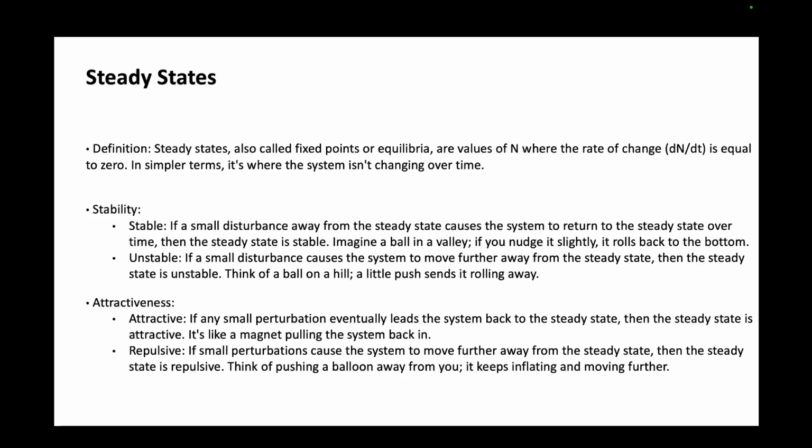So we define two kinds of steady states. One is stable and the other is unstable. Stable steady states are those where, if a small disturbance away from the steady state causes the system to return to the steady state over time, then the steady state is stable. I'll come to this example in the next slide, so I'm not reading it out here. And another type is an unstable steady state, where a small disturbance can cause the system to move further away from the steady state and it won't come back. So that is an unstable steady state.